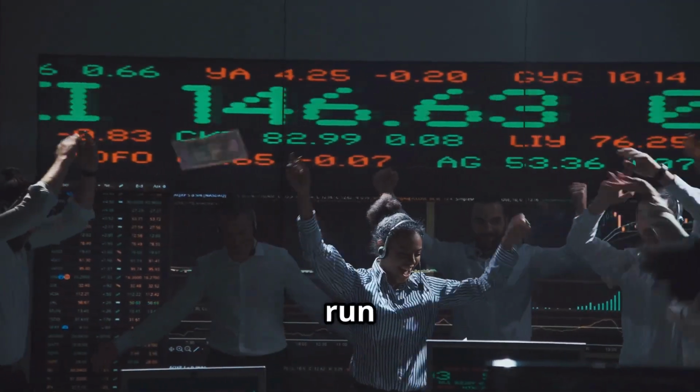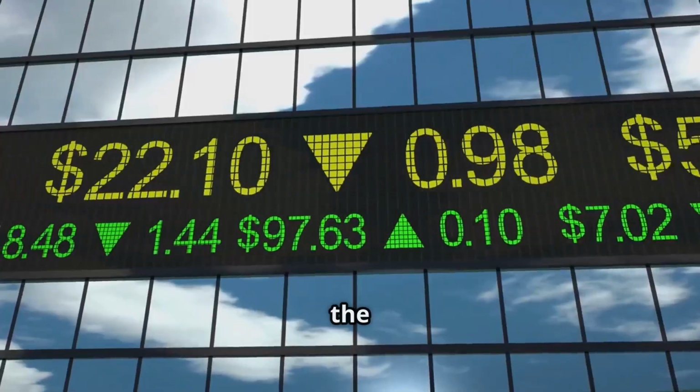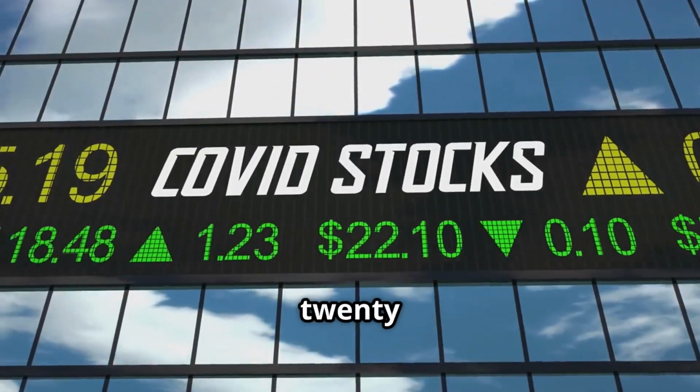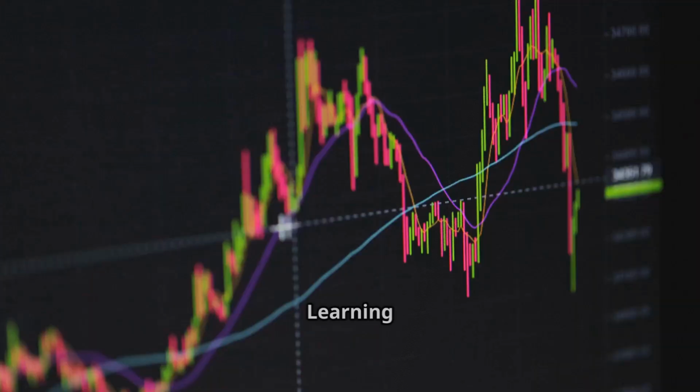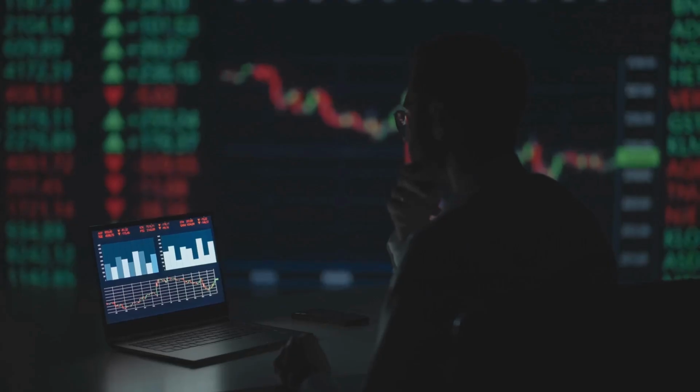For instance, during the bullish run in 2017, many investors jumped in, driven by the excitement, while the sudden market drop during the early days of the COVID-19 pandemic in 2020 caught many off guard. Learning from these examples can help you develop a more balanced approach.